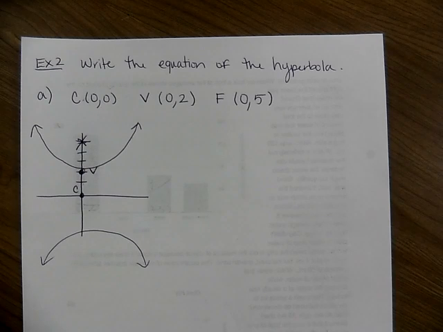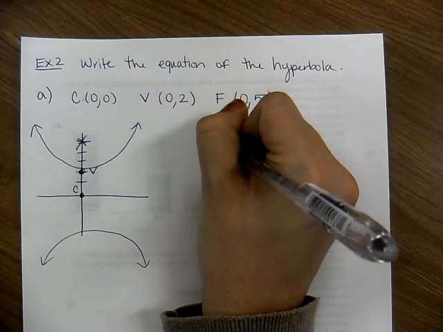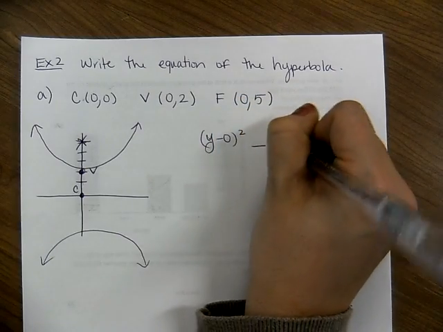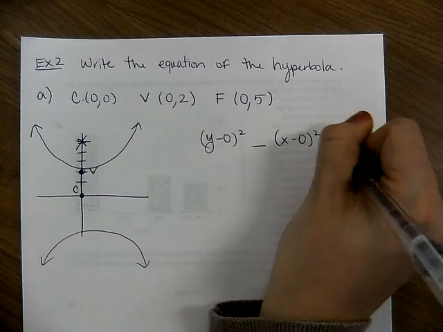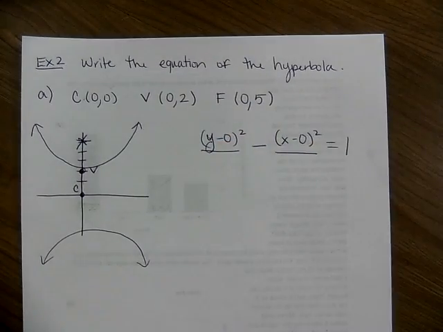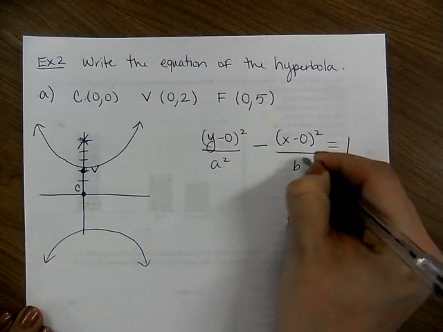Because now think about all of the pieces that we've been given. If this is vertical, what comes first? X squared or y squared? Y squared. And we know the center is 0, 0. So it's going to be like y minus 0 squared minus x minus 0 squared equals 1. And then both of these pieces have to be under A and B, right? And doesn't A have to come first? Okay, so we know this has to be A squared, and this has to be B squared.